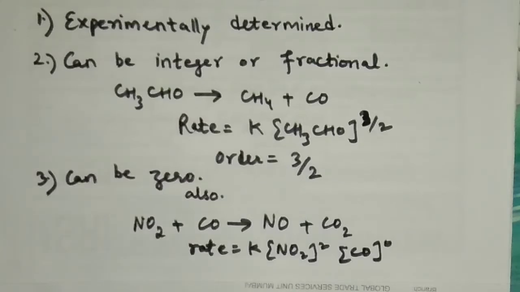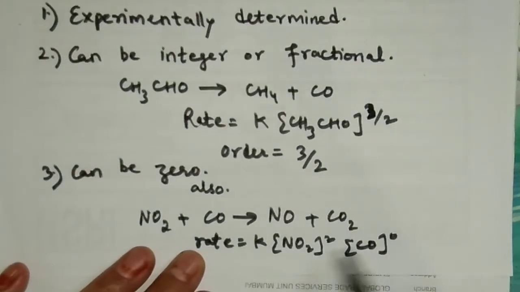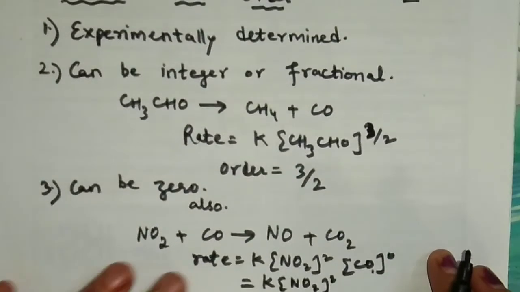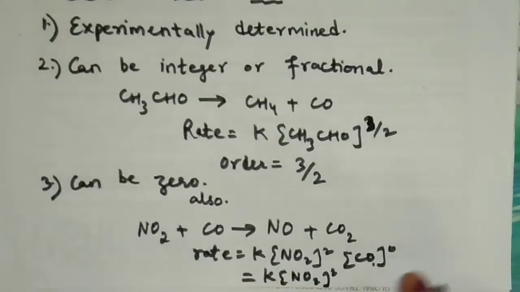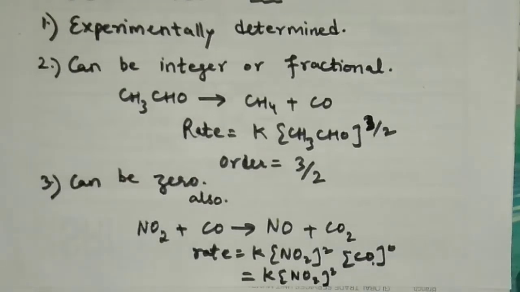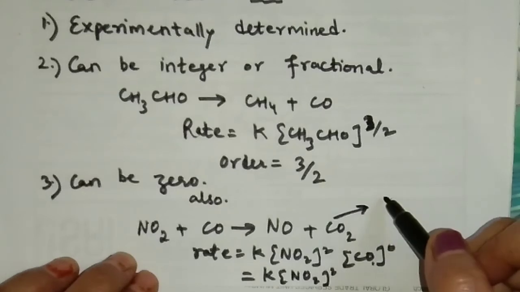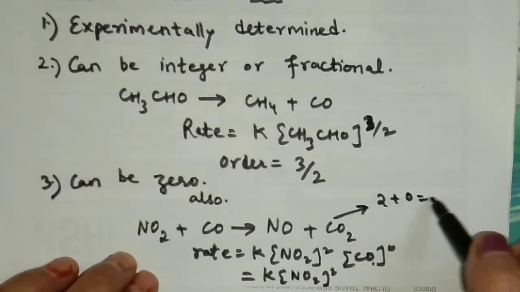Meaning of this is rate is having order 2 with respect to NO2, but it is 0 order with respect to CO. Okay, so anything raised to 0 is what? 1. So we are having simply NO2 raised to 2 क्योंकि ये factor तो 1 हो जाएगा, right? So we will say that the reaction is a second order with respect to NO2 and it is a 0 order with respect to carbon monoxide. What will be overall order of this reaction? Overall order of the reaction will be 2 plus 0, 2.